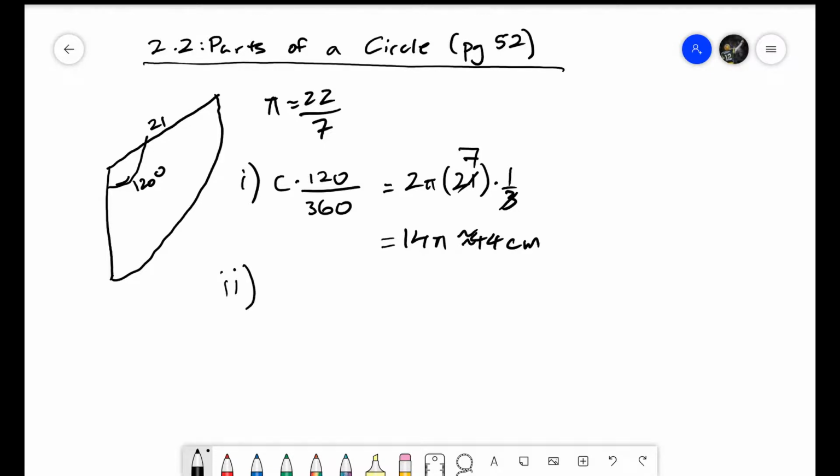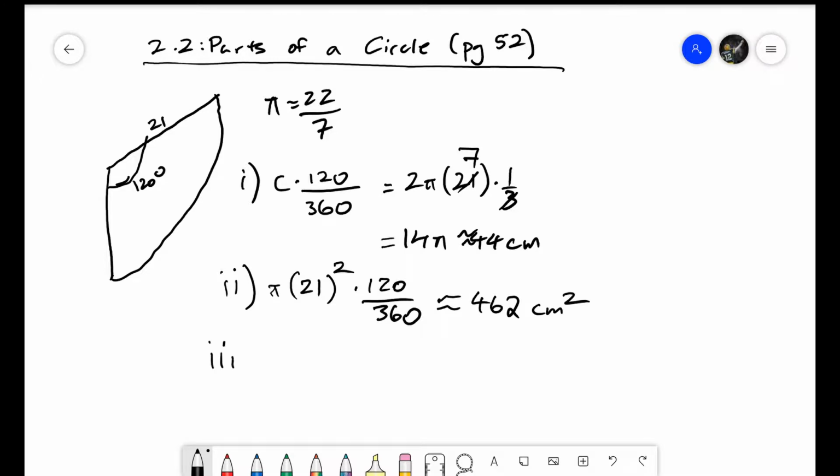And the next problem is finding the area of the sector. So that's equal to the area of the circle times 120 over 360. So this is pi times 21 squared times 120 over 360. And that is approximately 462 centimeters squared.